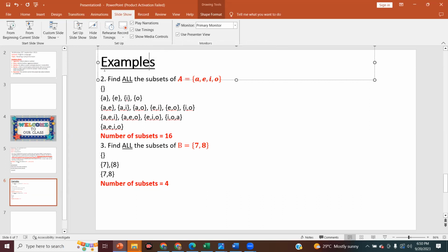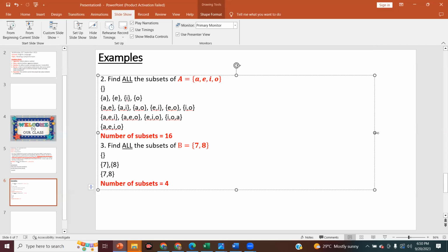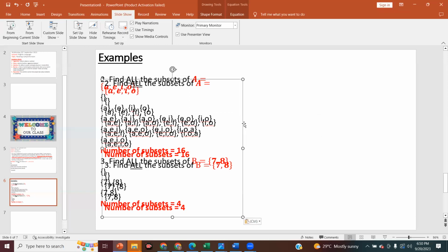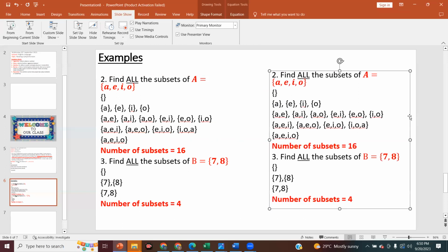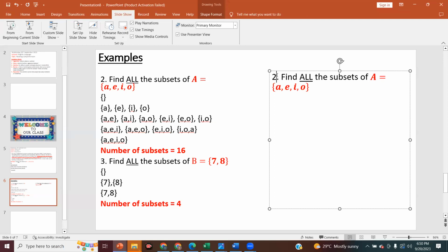Now, what if we have a third example? Let me see if I could fit it. Where can I fit it? Oh, we have plenty of space. I could do it on this side. So let me close this up. Maybe I could increase this. All right, good. Let me call this number 4, sorry.